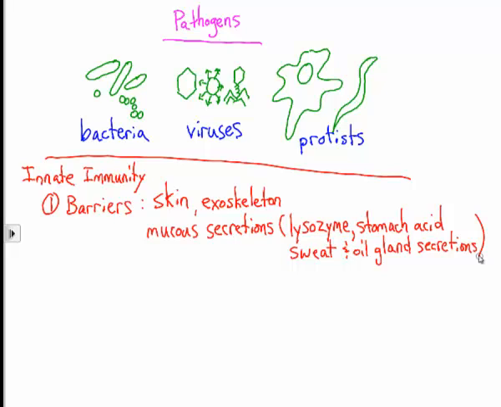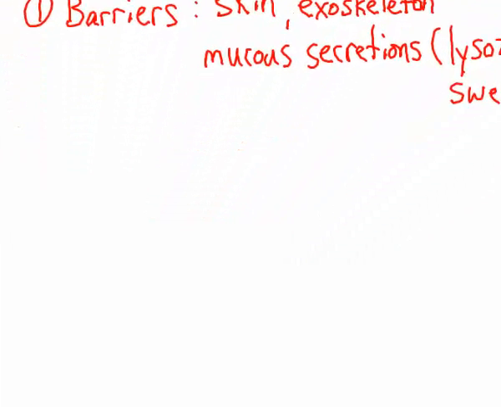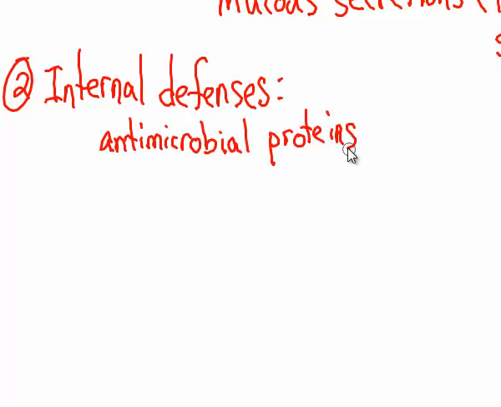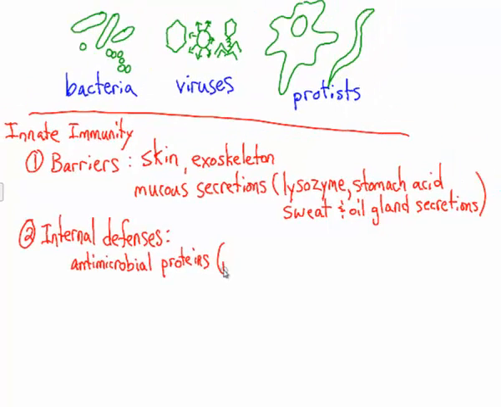Maybe a sliver, an injury, something cuts through our skin. The next line of defense we're going to call internal defenses. And they would include things like antimicrobial proteins. For example, a chemical called interferon or interferons are very effective at destroying or preventing virus proteins from forming.